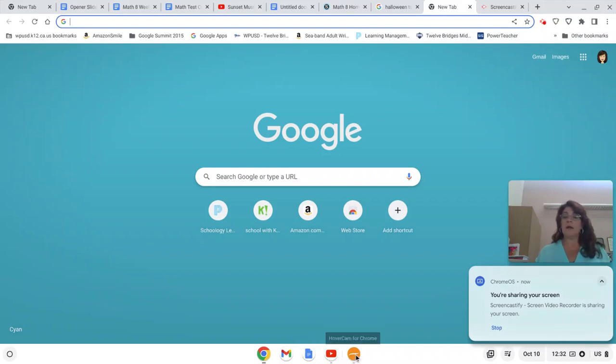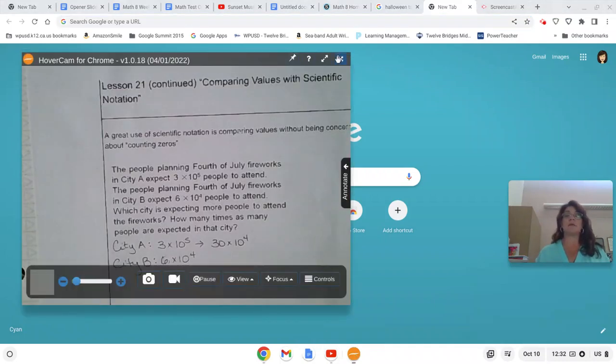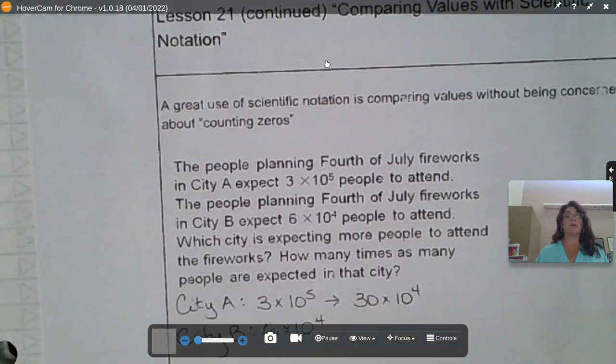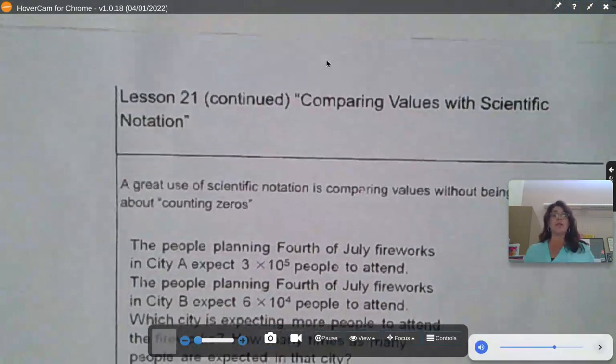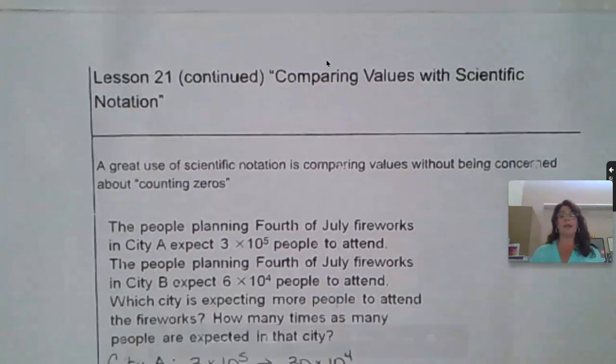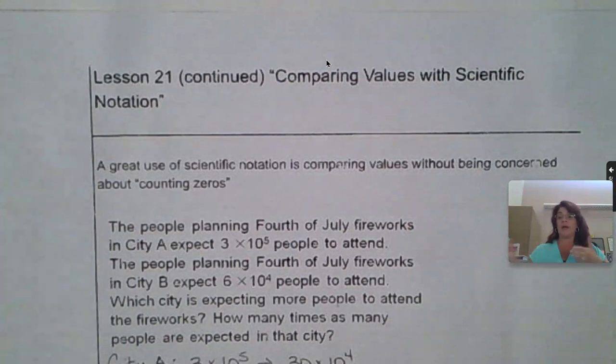Everybody, this is our lesson, continuing with lesson 21. Now we're going to take our idea of scientific notation and we're going to compare values.